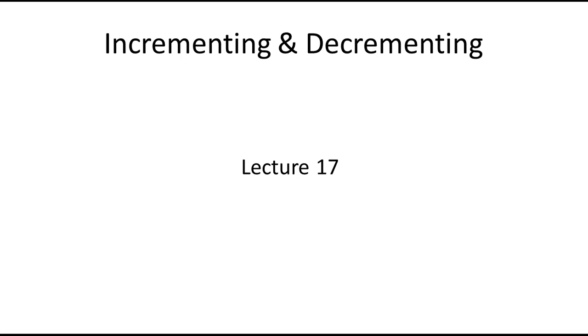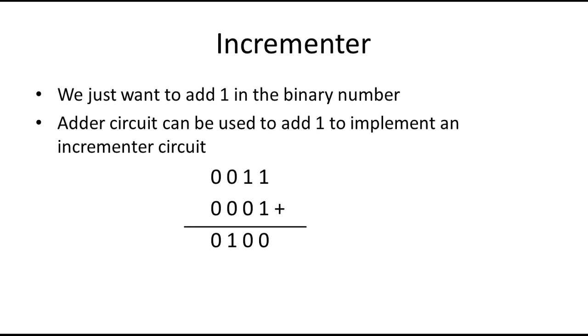Hello everyone. In this session, we will discuss combinational circuits for incrementing and decrementing. An incrementer circuit just adds one unit to our binary number. So if we have a 4-bit number, it just adds 1 to our number.